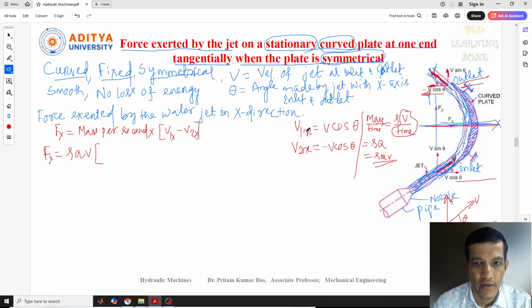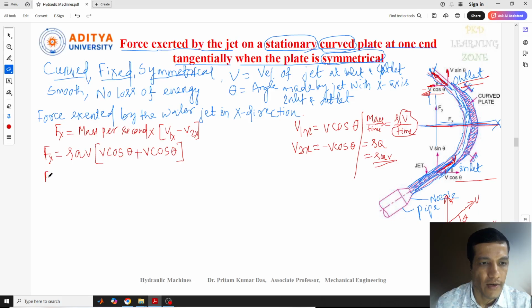That is nothing but we can write it as V cos theta. Here it is V cos theta. And minus of minus, this is minus of minus V cos theta. So you can write this is plus again V cos theta. Okay, this is bracket close. Now V cos theta, 1 V cos theta, that is nothing but 2 V cos theta.